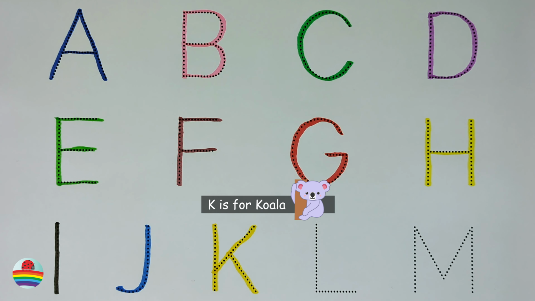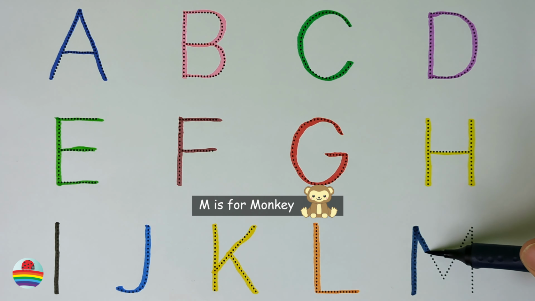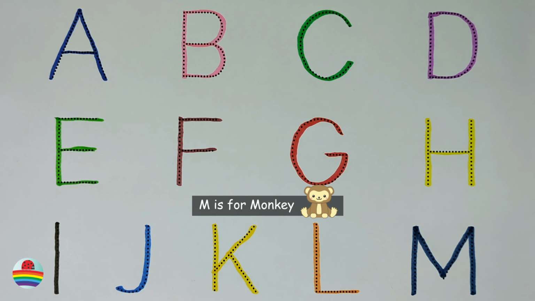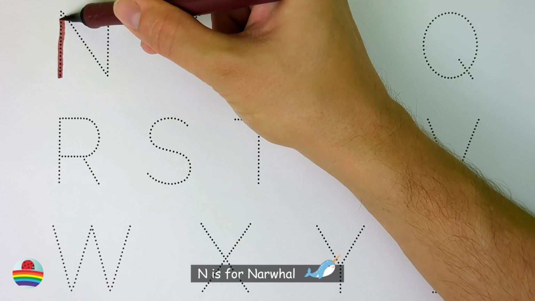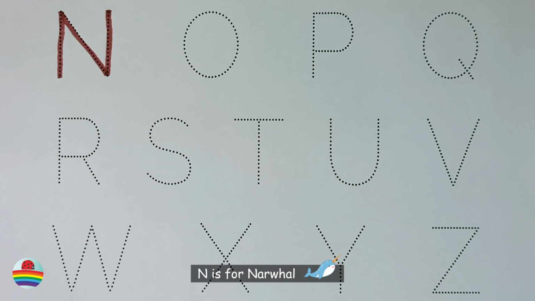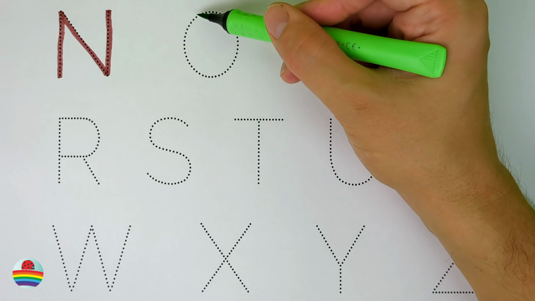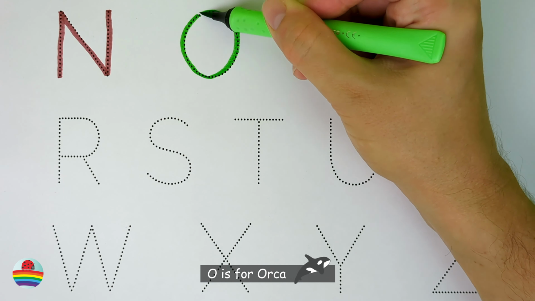L is for llama. M is for monkey. N is for narwhal. O is for orca.